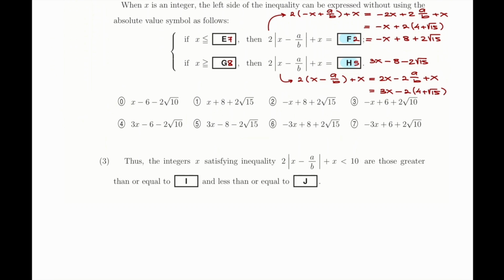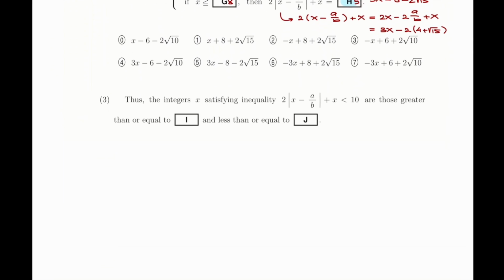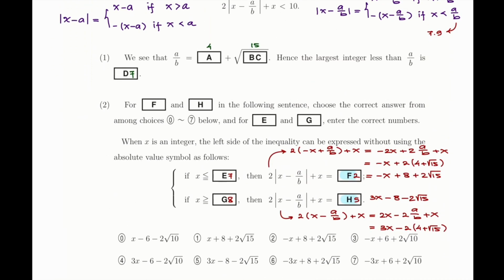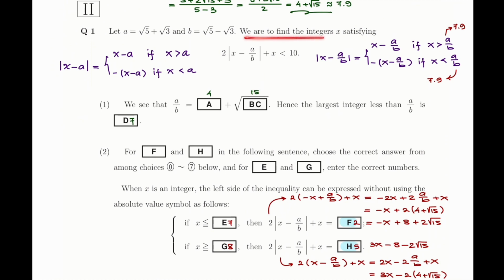Okay, for the last part of this question: the integers x satisfying the inequality are those greater than or equal to i and less than or equal to j. So we want to find the integers that satisfy this inequality, which is our objective or our goal.